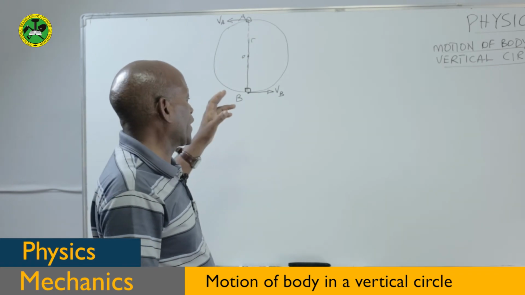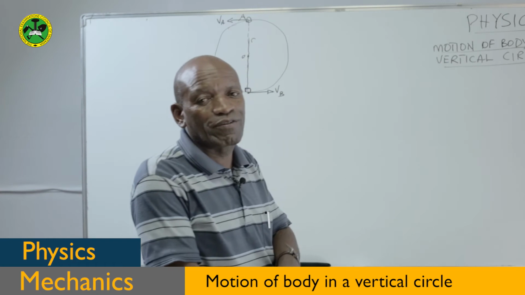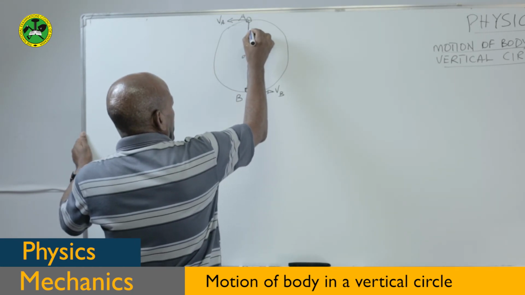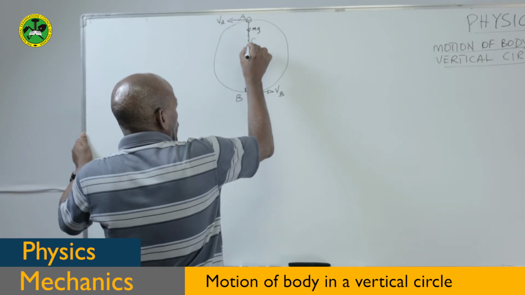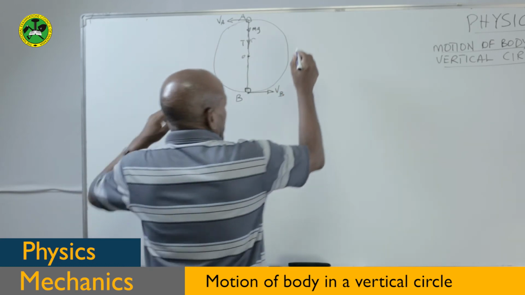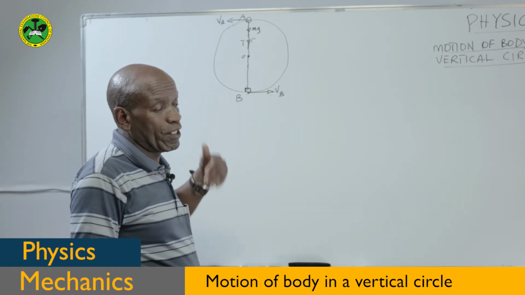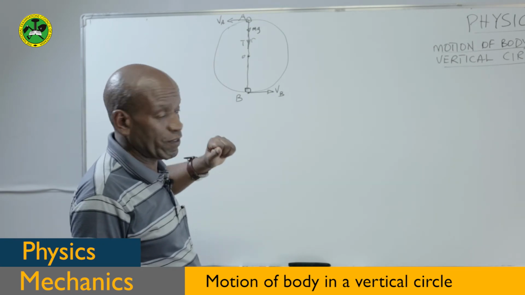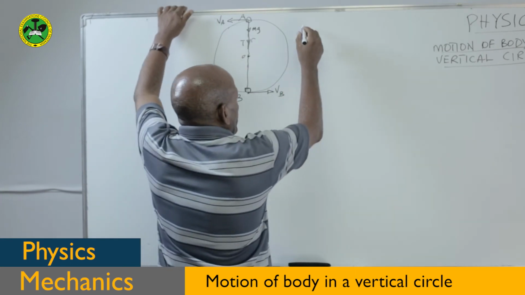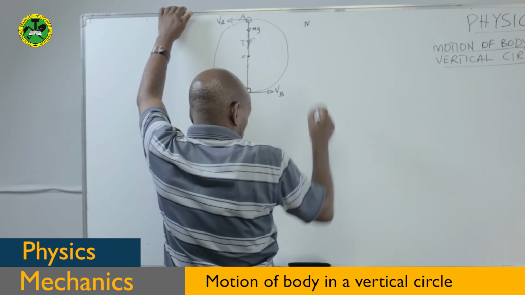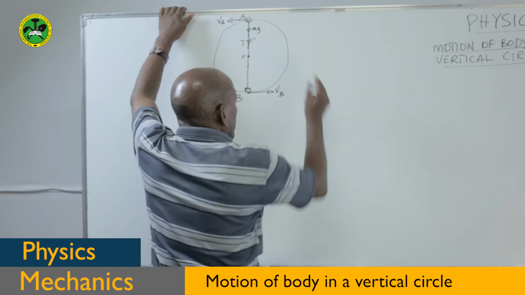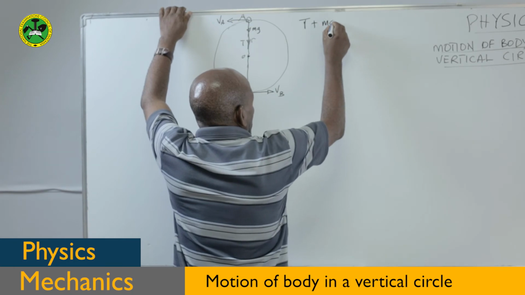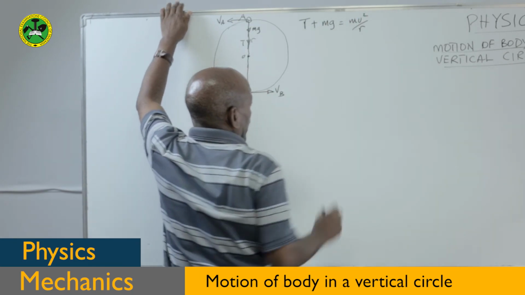So all in all, it takes us to those forces we have solved previously, where we said that whenever a body is at the top, its weight mg is acting downward together with the tension T, which is also acting downward, such that for looping the loop to be successful, the force providing the centripetal force will be T plus mg, which is equal to mv squared over r, where T is the tension at the top.